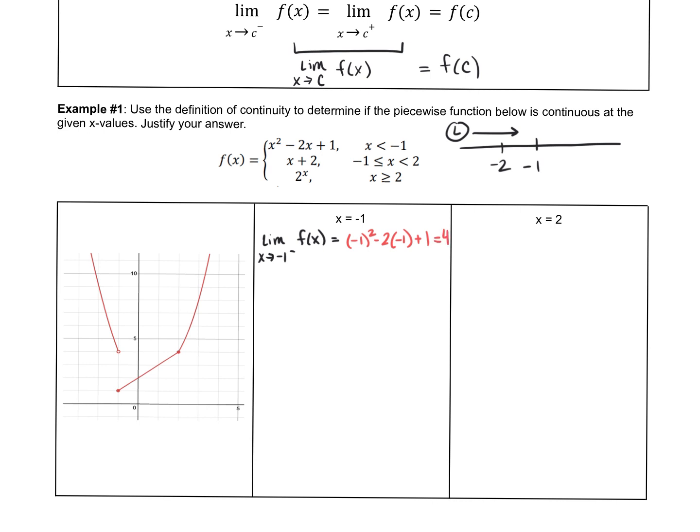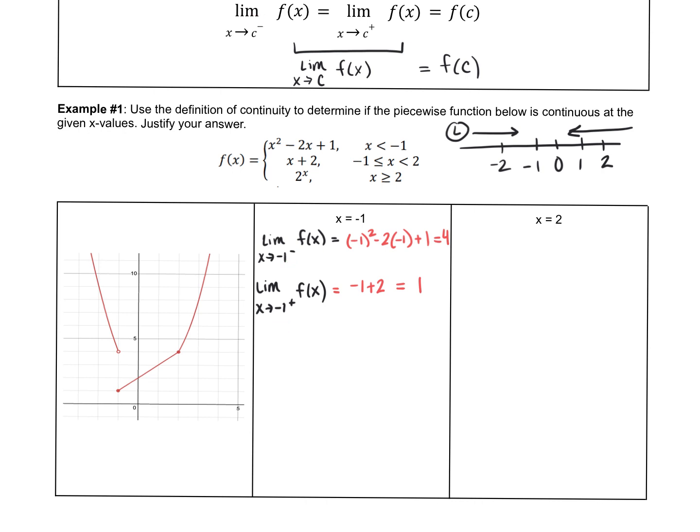Now let's try the limit as x approaches -1 from the right. The values to the right of -1 are 0, 1, and 2, and obviously more, but this is from the right. Clearly bigger than -1 are these values between -1 and 2. So we're going to use this function to evaluate from the right. We plug into our x plus 2. So -1 plus 2 gives me 1. So it's clear that the limit from the left and the limit from the right are not equal.